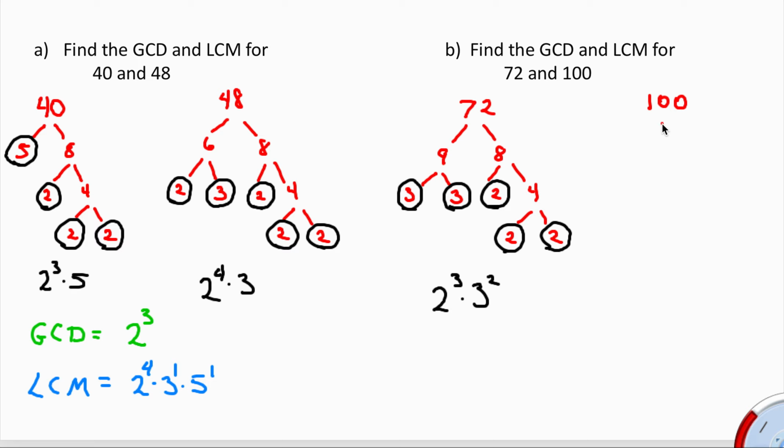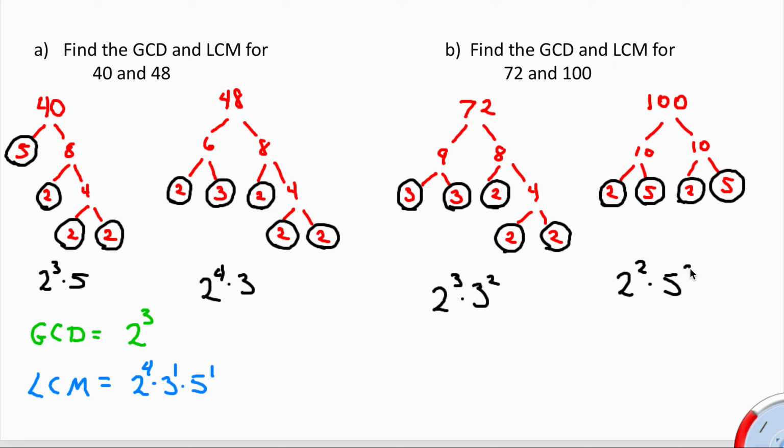Now let's do 100. 10 times 10, you think? 50 times 2, whatever you want to do. 10 is 2 times 5, and 10 is 2 times 5. So this all ends right here. And we have 2 2s and 2 5s. Okay, greatest common divisor. Since it doesn't have an L, it's the smallest they have in common, which is 2s, and the smallest exponent on that.